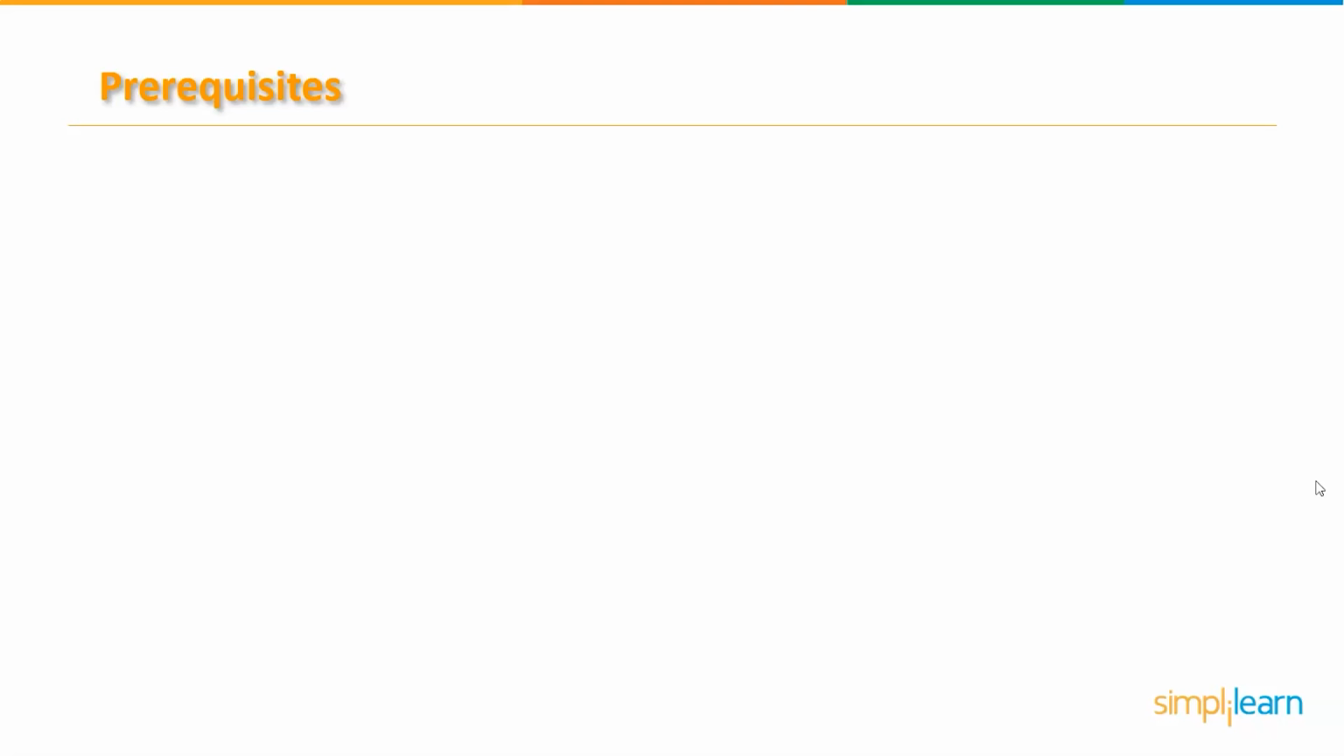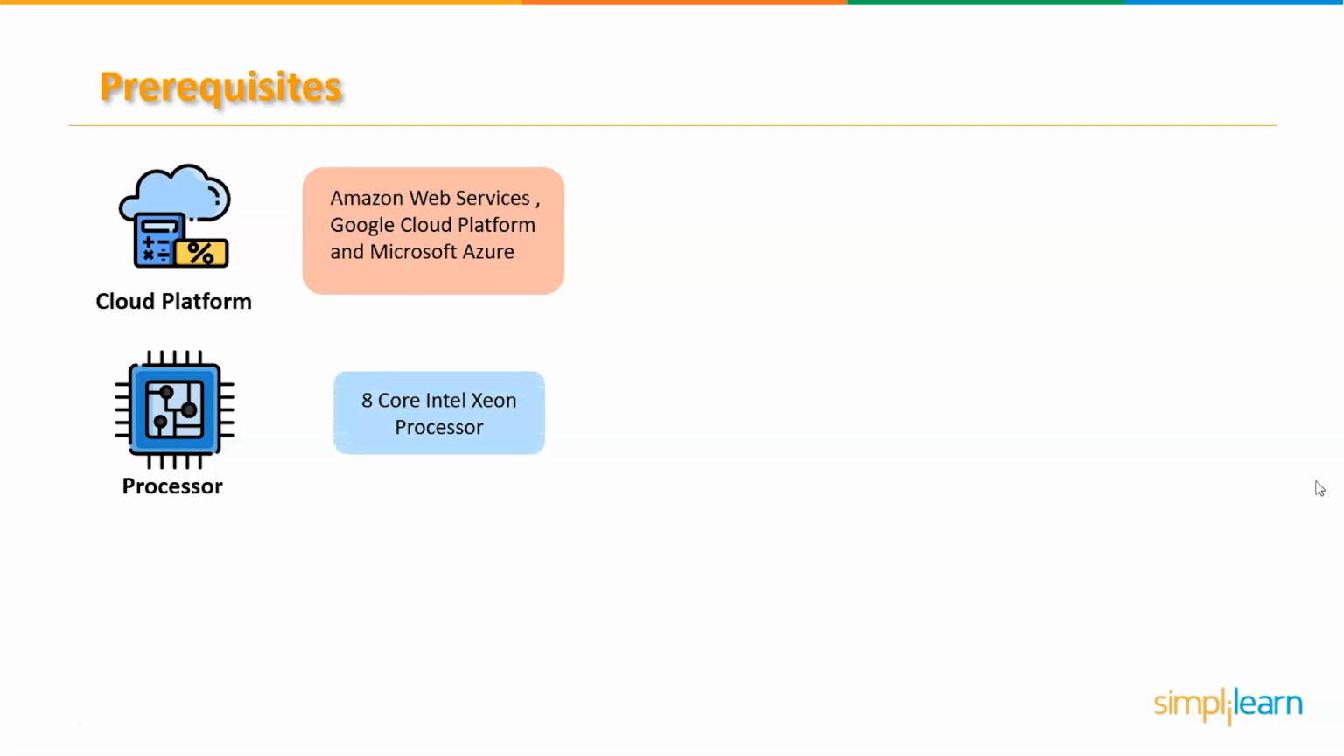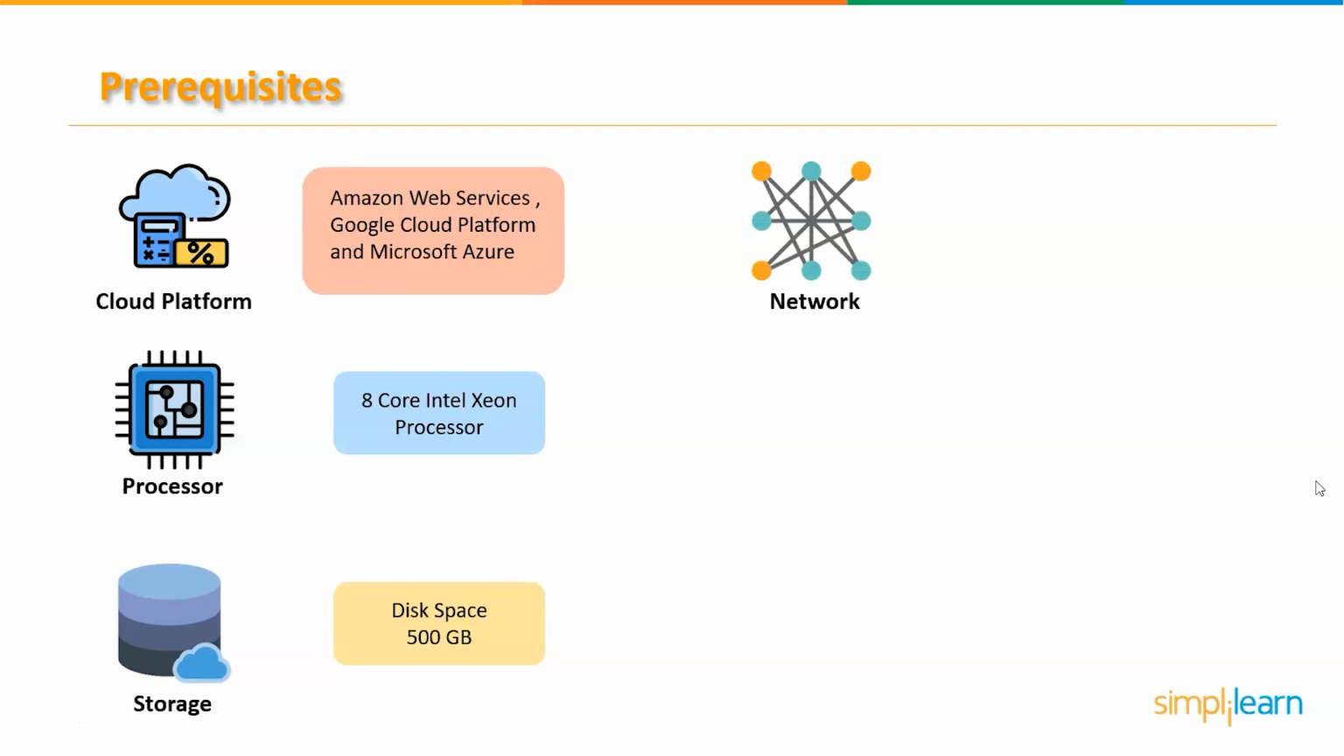Prerequisite: Enterprise Control Room requires a server-level machine to be installed. The server can be a physical machine in your data center or a cloud platform instance, on cloud platforms like Amazon Web Services, Google Cloud Platform, and Microsoft Azure. The device should have an 8-core Intel Xeon processor. It should have storage disk space of at least 500 GB and a network of 1 gigabit Ethernet.